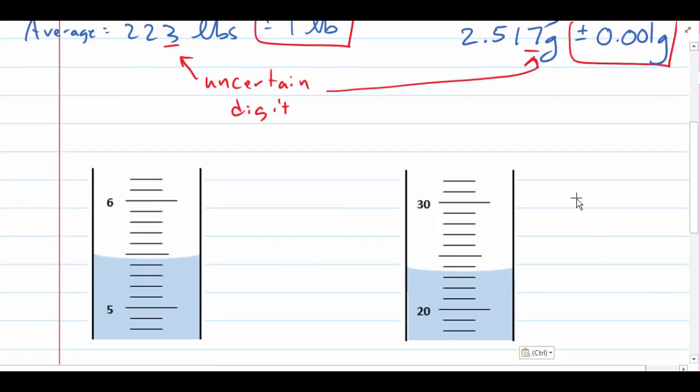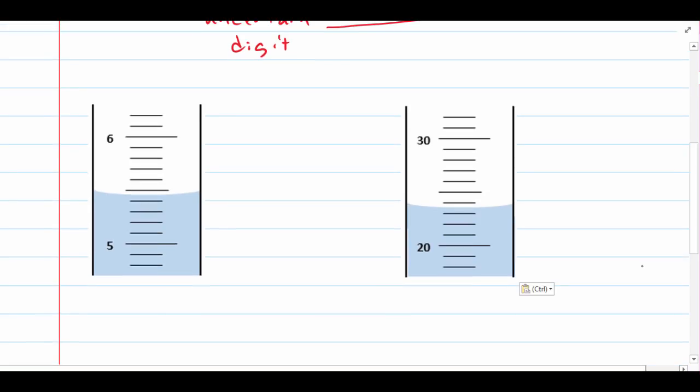There we go. So if we put them over here now, we might look at measurements like this, and we want to figure out how would we write these out so that, and don't shout out an answer here, but how would we write out these answers so we show one uncertain digit? Now when we read these volumes, we have a curved surface of a liquid. What do we call that curved surface? Meniscus. And when we read a meniscus, we always read the bottom of the meniscus.